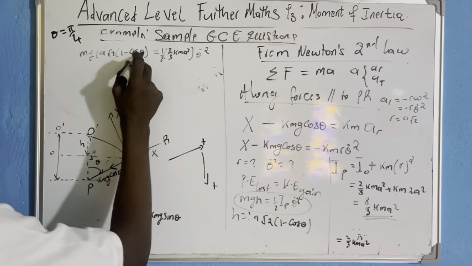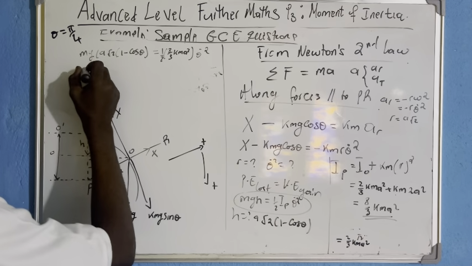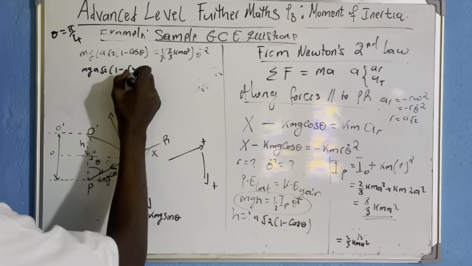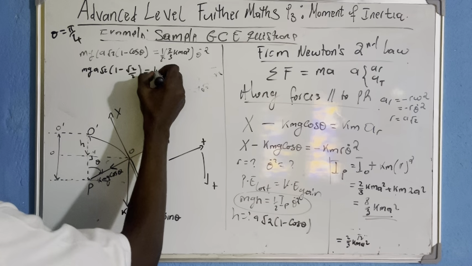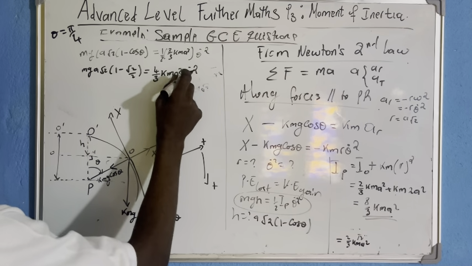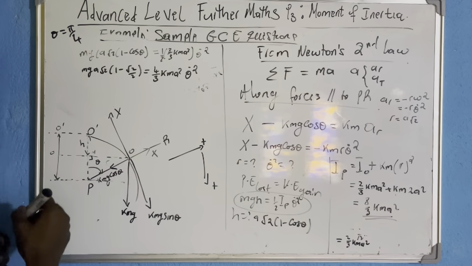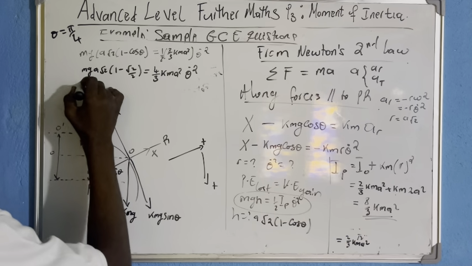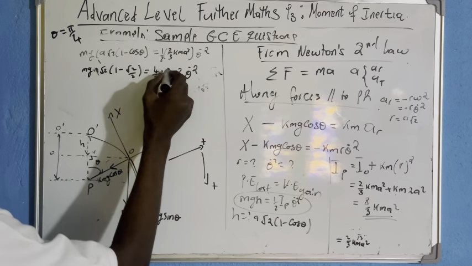So cos 45 degrees will give us what? Root 2 all over 2. So I'll have mg a root 2 into 1 minus root 2 all over 2 is equals to 2. We cancel that. I'll have 4 all over 3 kma square theta dot square. I want to make theta dot square the subject. I will first of all try to simplify here. This root 2 will enter here. I'll have a cancel one time.